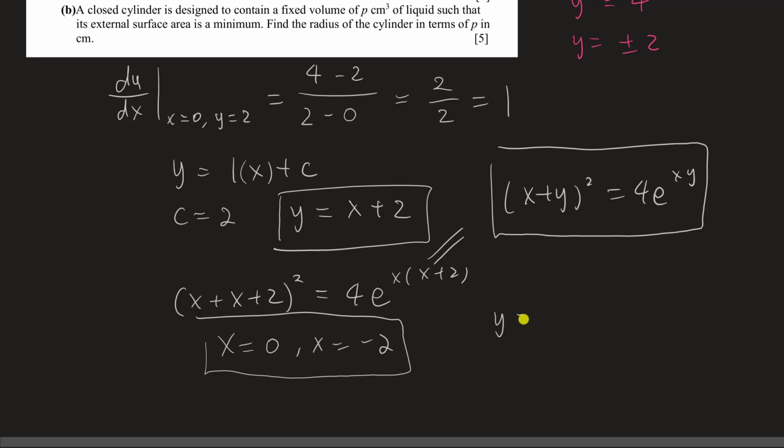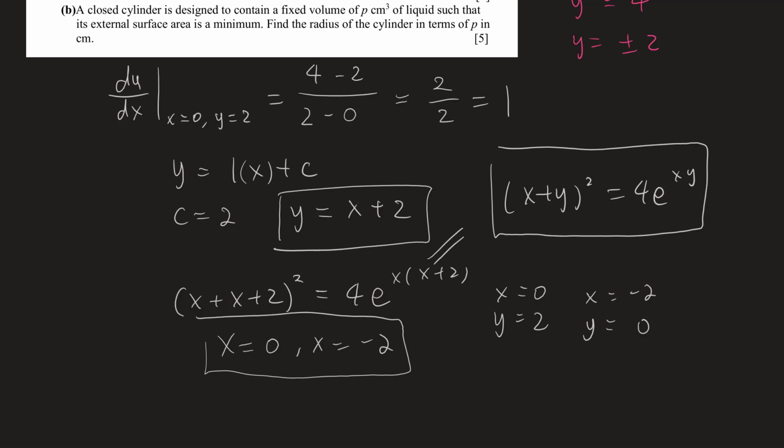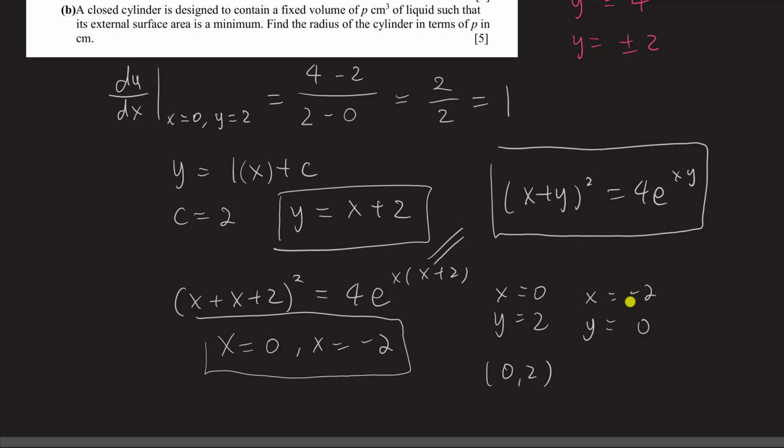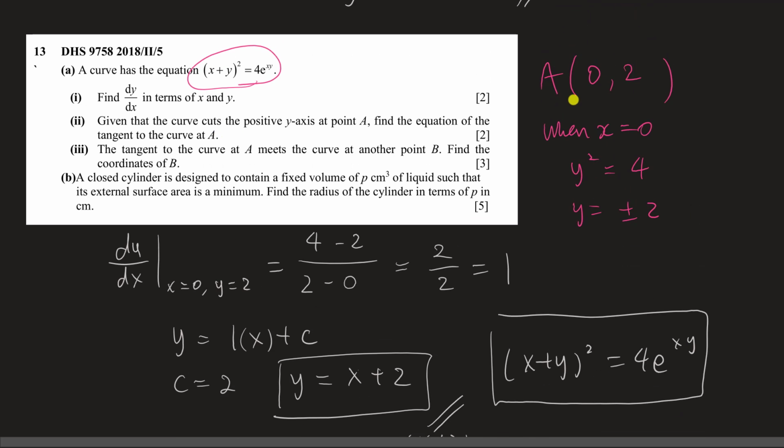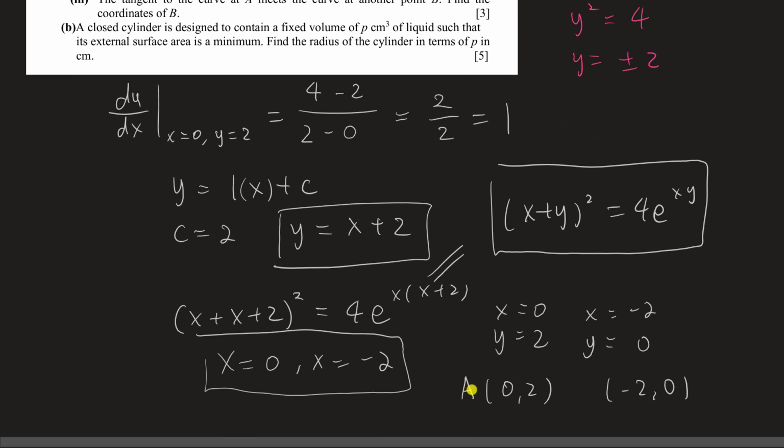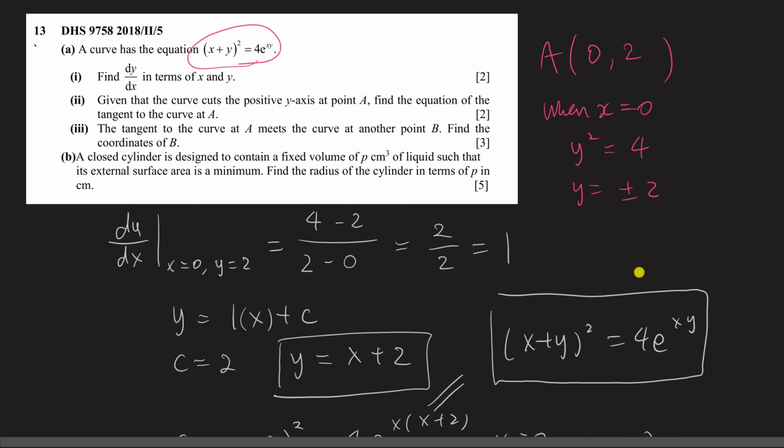Putting in 0 will give you y equals 2, right? And putting in -2 will give you 0. This is the coordinate (0, 2). This is the coordinate (-2, 0). This is already point A, (0, 2). So this is actually the other answer we want: (-2, 0). So that's 3 marks.